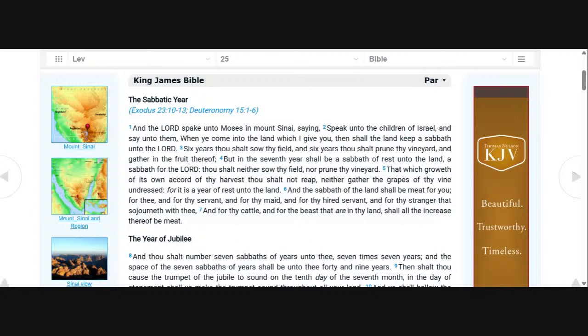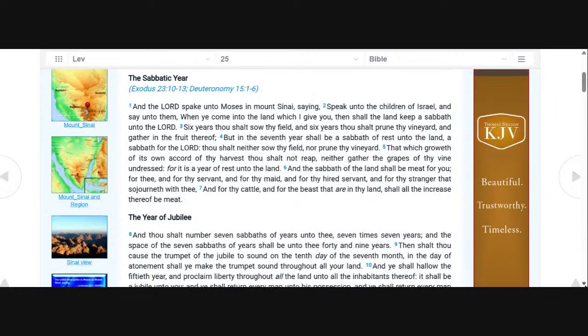And the Sabbath of the land shall be meat for you, because that's what it says, for thee, and for thy servant, and for thy maid, and for thy hired servant, and for thy stranger that sojourneth with thee, and for thy cattle, and for the beasts that are in thy land, and all the increase thereof be meat. So you can eat of it, but you can't make it produce better or work it in any kind of way. You can't fertilize it.